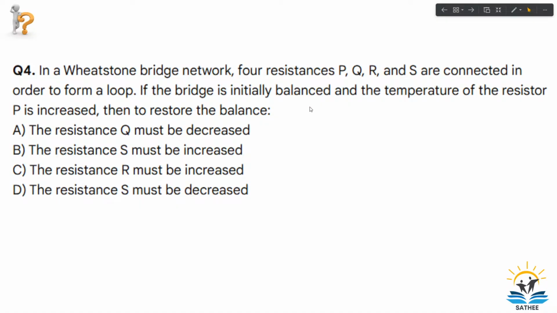Okay. So before that, there was one question from current electricity we were doing in our previous lectures. So there was some confusion in the options. The question was, in a Wheatstone bridge network, four resistances P, Q, R, S are connected. If the bridge is initially balanced and the temperature of the resistor P is increased, then to restore the balance, we have discussed that in a balanced Wheatstone bridge, P by Q equals R by S.